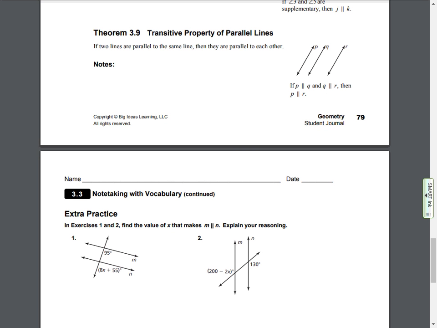Transitive property of parallel lines. If two lines are parallel to the same line, well then they're parallel to each other, right? If P is parallel to Q and Q is parallel to R, then P is parallel to R.